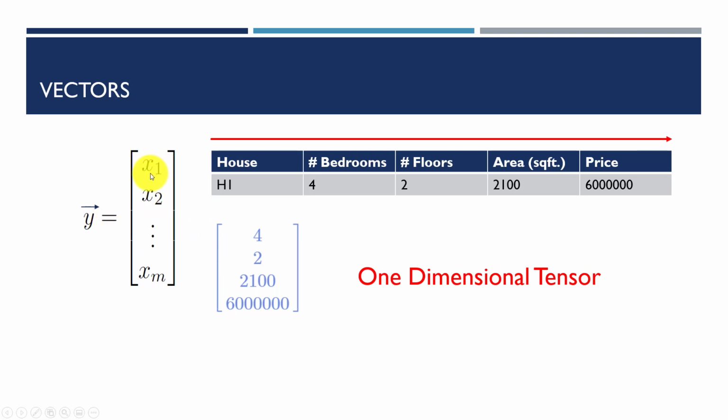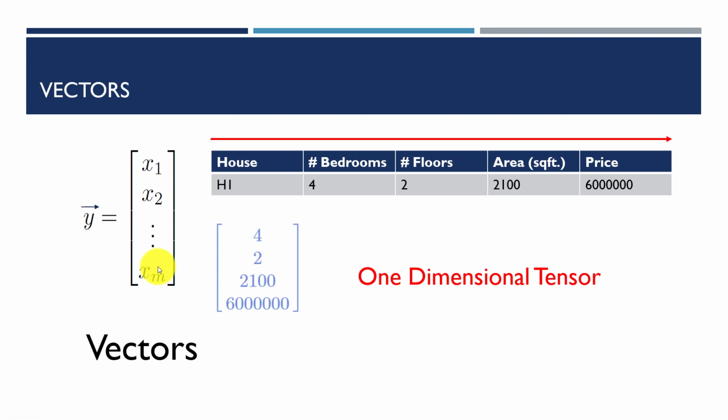So if we just arrange the elements column-wise, it will look something like this. A vector can be a row vector as well, but mainly we will be concerned with vectors where the elements are stored column-wise. Okay, so we saw what vectors are.